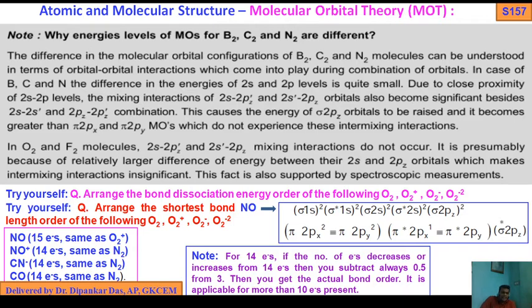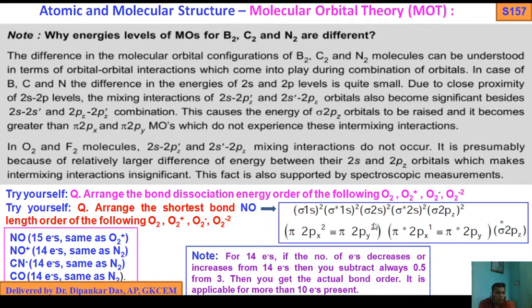That's why the energy of the sigma 2pz is raised and it becomes greater than pi 2px and pi 2py. So that's why pi 2px, pi 2py comes first in the case of B2, C2, N2, as the energy of the sigma 2pz is raised. So pi 2px, pi 2py energy comes lower, so that comes first, then sigma 2pz, which does not experience this intermixing interaction.